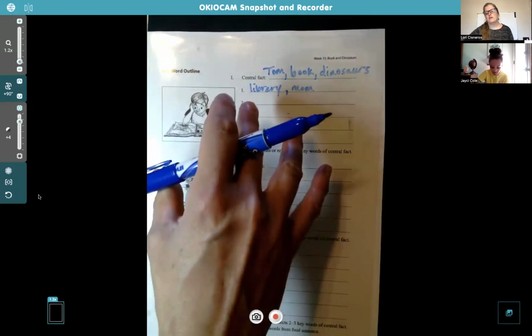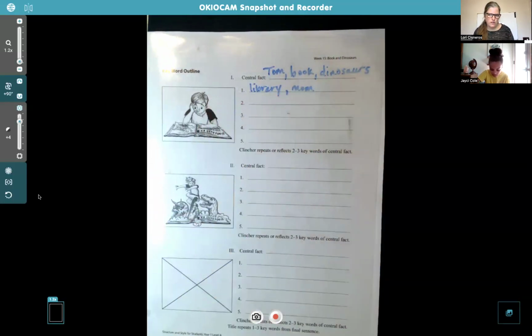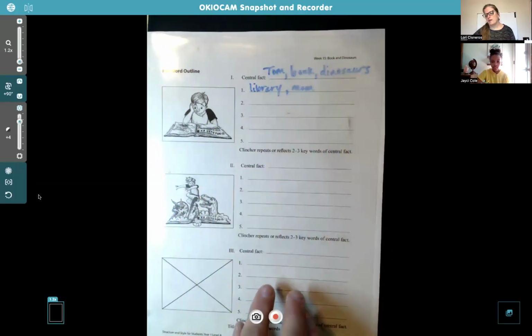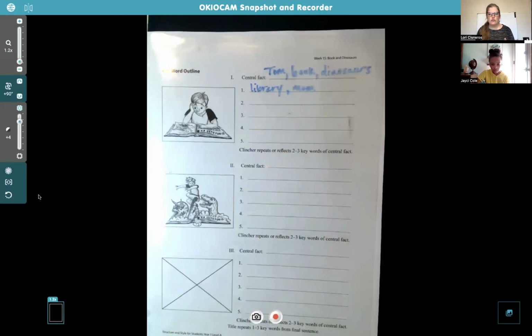This is basically for you to put your notes down so that when you go and sit down to write this story, you have something to look at and jar your memory with ideas. But I do want to tell you, JC, that you don't have to use this keyword outline. If it's easier for you to just sit down and write the story, that's okay with me. But for today in class, we'll put some notes down.